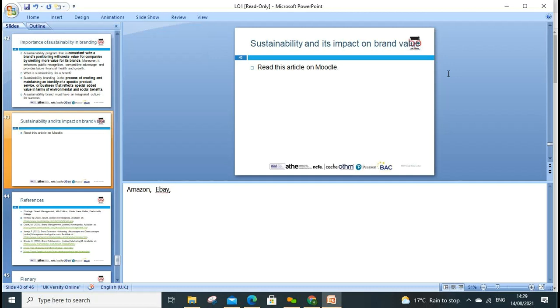Amazon, eBay, Unilever, and Nike. Please look at these before the next lesson, and we will discuss them. Do a bit of research and find the value of the brands, or you can pick a company of your choice, at least 1-2 companies' value. Do a bit of online Google research and try to find it, and we'll see more in the next lesson.